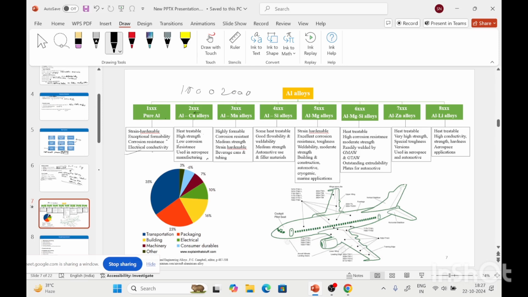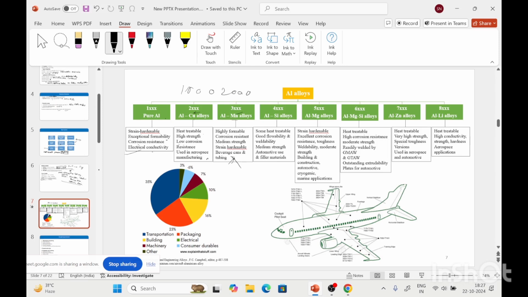Next is the 3000 series alloy, which has manganese as the major alloying element. Because of the manganese, the 3000 series alloy is highly formable. It has high corrosion resistance and medium strength. It is strain hardenable, and the applications are in beverage cans and tubing.